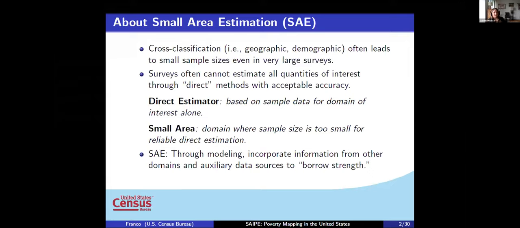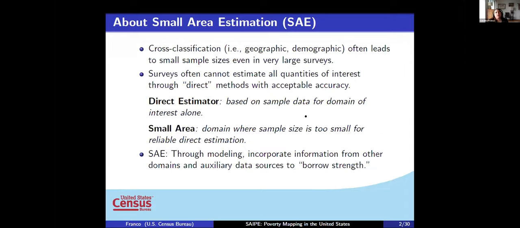So basically, as Andres said, often we are interested in estimating a lot of quantities in surveys. We cross-classify by geography, by demography. So the direct estimators are often not precise enough for estimating all these quantities. The direct estimators are based on the sample data for a domain of interest alone. So that's what I mean by a direct estimator. And typically these are survey weighted estimators. A small area is a domain where the sample size is too small for reliable direct estimation.